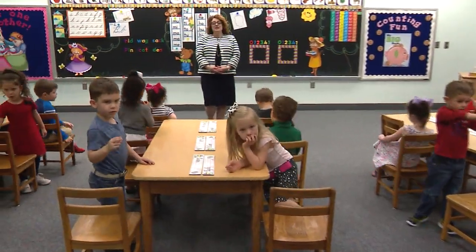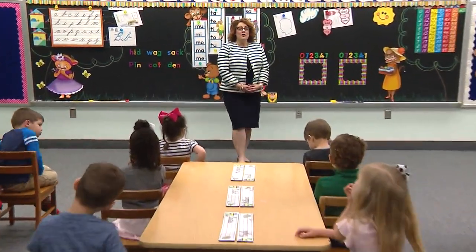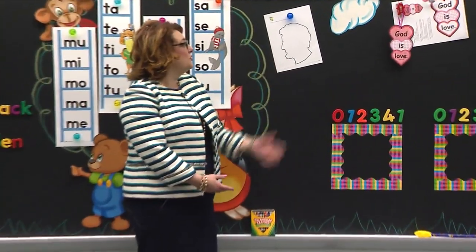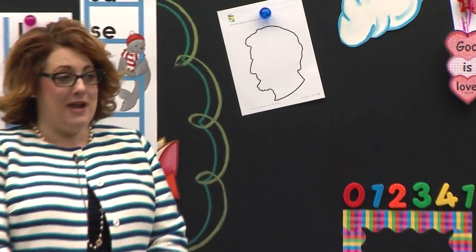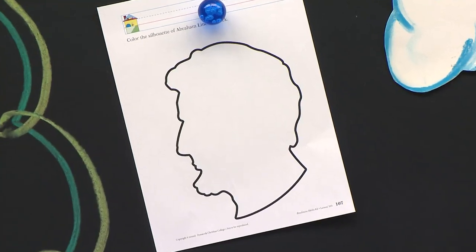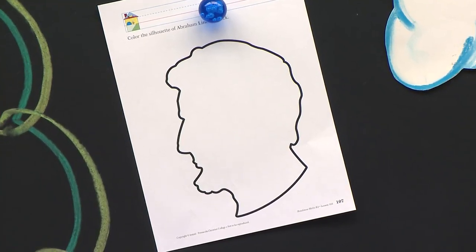Well, today I want to talk to you about a fun paper that we're going to do. Do you see this paper right here? This is a paper that's going to be about Abraham Lincoln. Now, Abraham Lincoln was the 16th president of the United States of America. You say, but there's no eyes and there's nothing there. Well, this is called a silhouette. Say that with me. Silhouette.